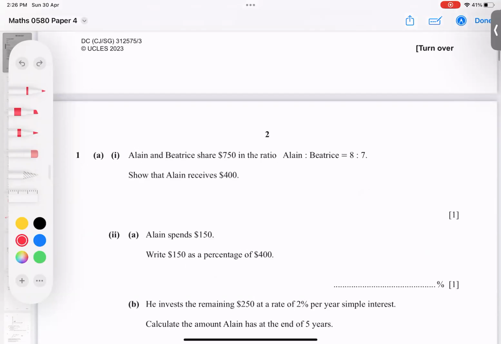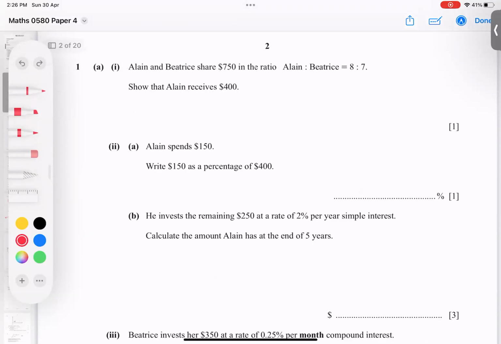So, first question. He's saying A and B share this amount in the ratio 8 to 7. Make sure of one thing: A's ratio is 8, B's ratio is 7, and the total amount is this one. So what is the best way? You must find the sum of the ratios, which becomes 15, and he is asking to prove that A received this money.